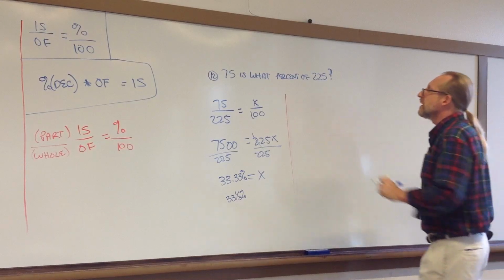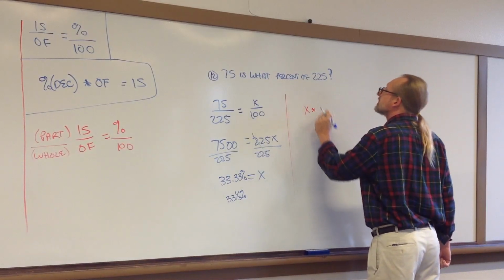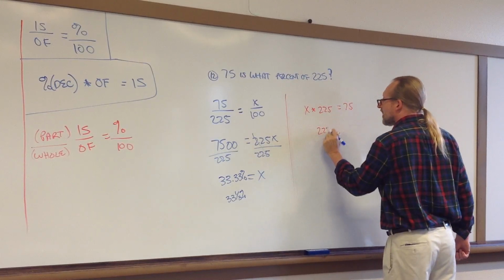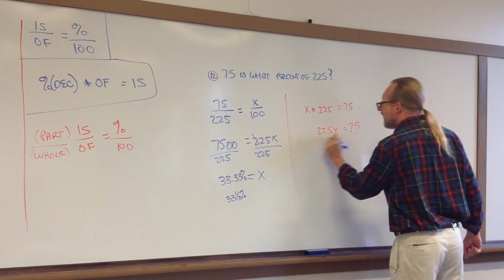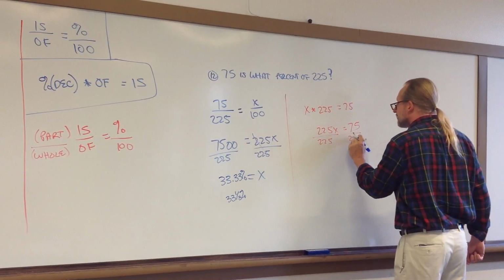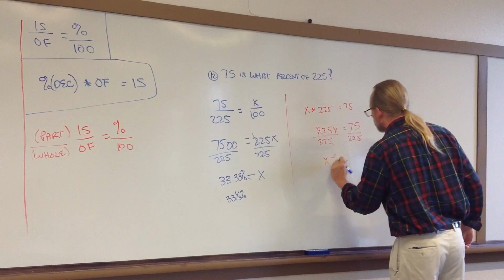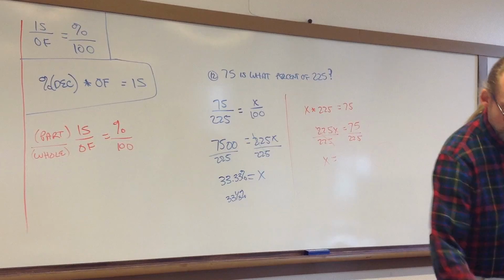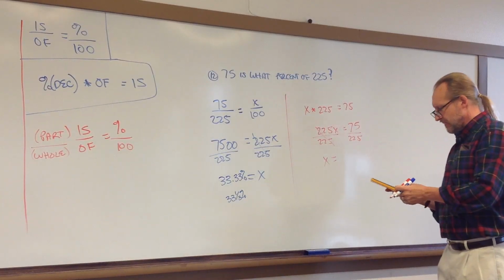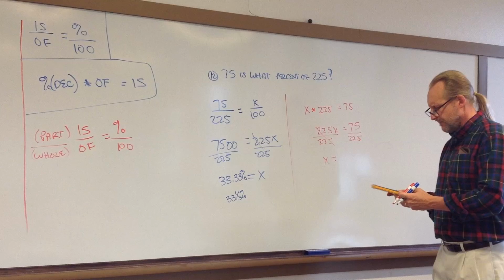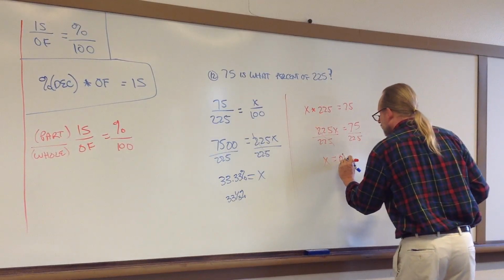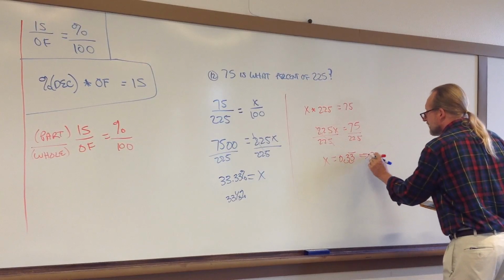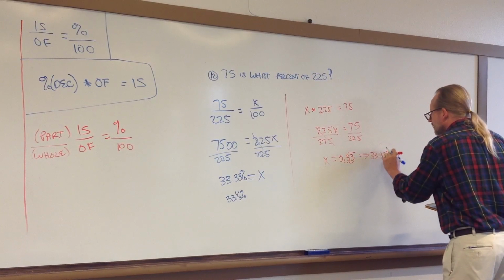So, do this the other way. We say x times 225 is equal to 75. And then we divide on both sides by 225. If we divide 75 divided by 225, that should be 0.3 repeating. And if we just move that decimal point over 2 places, then there's our 33 1/3%.